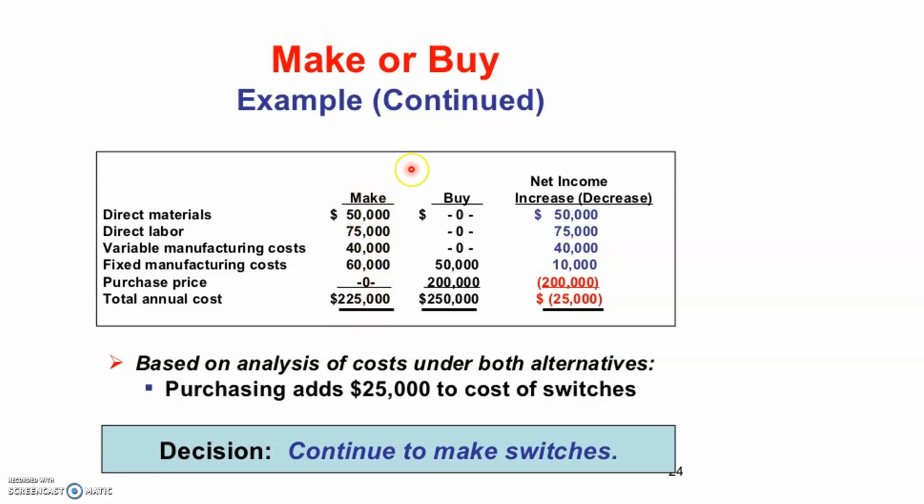And at the same time, if the company buys the product instead of making it, so if we are purchasing the product from the market, the fixed cost will be there, 50,000, and the purchase price is 2 lakh. So the total cost will be 2 lakh 50,000.